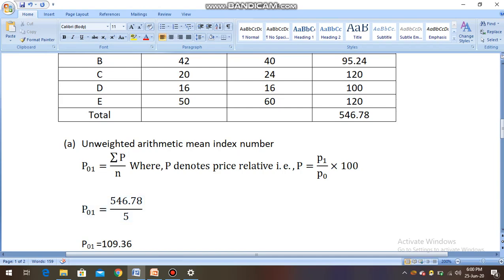546.78 divided by 5 is 109.36. Now, can you comment on the answer? Yes, there is an increase of 9.36%, that is, the price in the current year as compared to the base year.